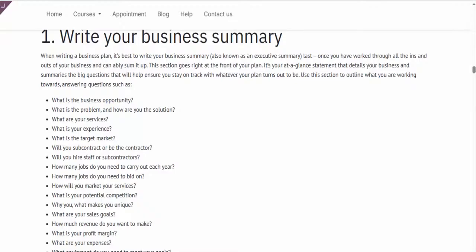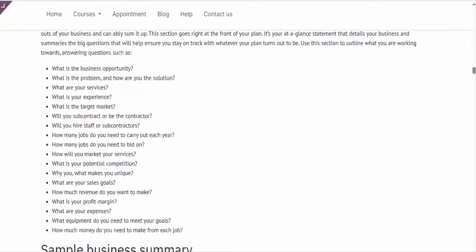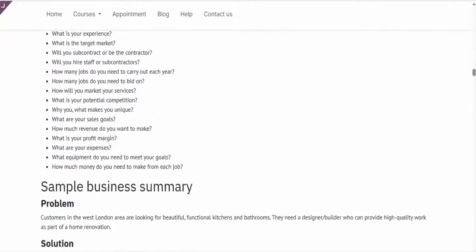Use this section to outline what you are working towards, answering questions such as, what is the business opportunity? What is the problem, and how are you the solution? What are your services? What is your experience? What is the target market? Will you subcontract or be the contractor? Will you hire staff or subcontractors? How many jobs do you need to carry out each year? How many jobs do you need to bid on? How will you market your services? What is your potential competition?